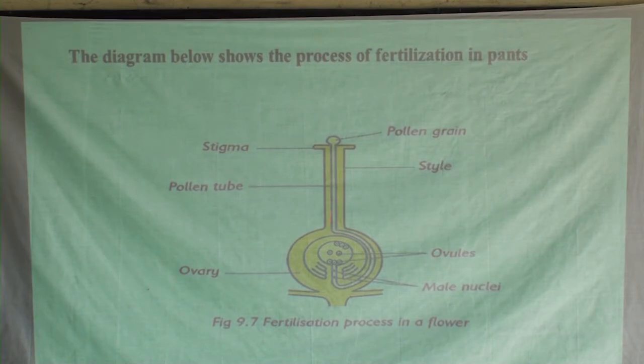So it just transports pollen grains to the ovary. And then here you have this part, the ovary, where the ovules are found. So what happens after fertilization? We say that the ovules will grow into seeds, while the ovary grows into a fruit. So this simply gives us a brief understanding, a clear view of fertilization in plants.